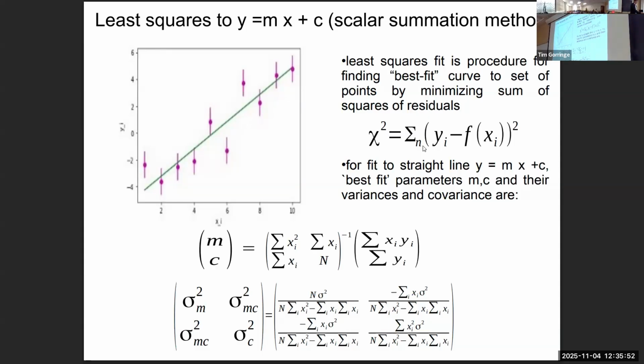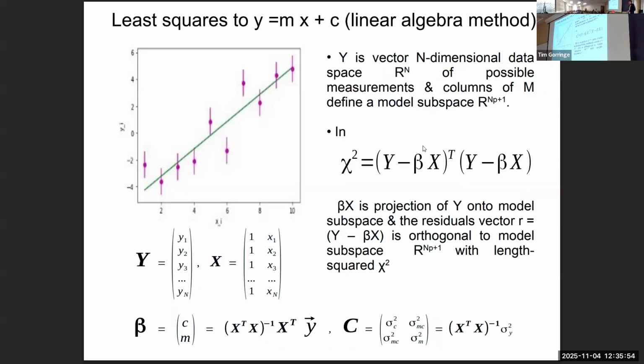In the last class, we introduced an alternative way of expressing that least squares fit to a straight line. I kind of summarized it here. If I was to give a name to the method we just saw, for finding the best fit slope and best fit intercept, I might say it's a summation method.